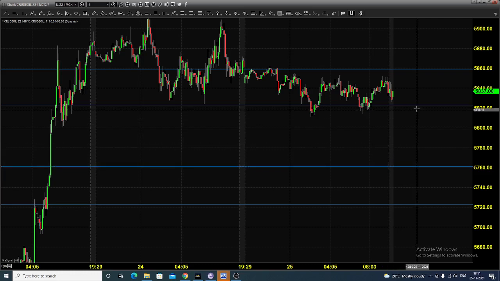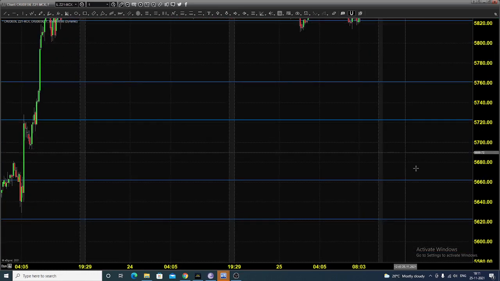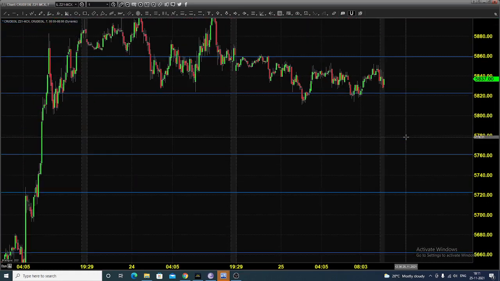You can go for selling till 5820 by placing a stop at 840, expecting the market to continue selling to reach various targets marked as possible support.